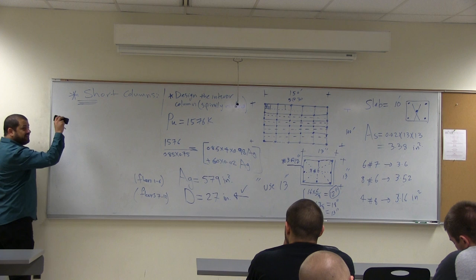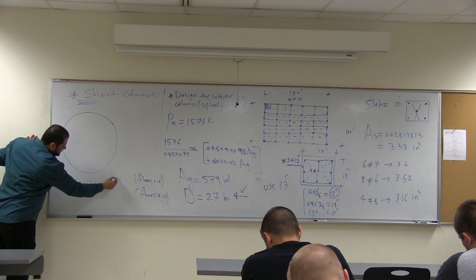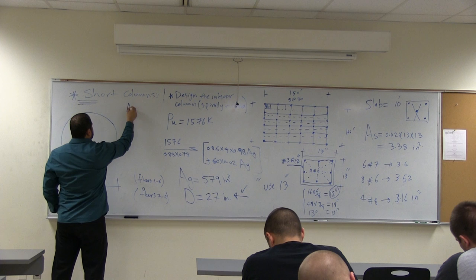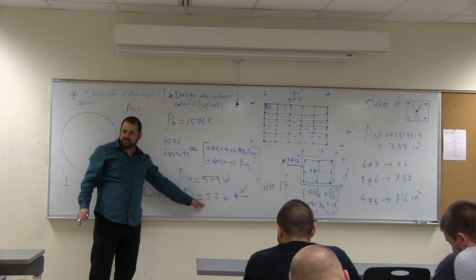It's not done. So what's your column now? This guy. What's the diameter? 27 inch. What's the required area of steel for this guy? Equal 0.02 times the area, which is pi d squared over 4. Multiply by this area, not the diameter you picked, because the diameter was slightly less than what you need. So 11.6?